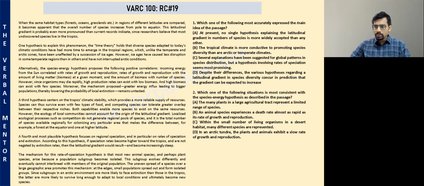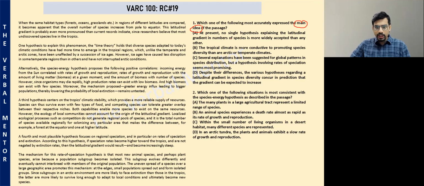To the questions. Number 1, what is the main idea of the passage? Option A, at present, no single hypothesis explaining the latitudinal gradient of the number of species is more widely accepted than any other. So basically, option A says all hypotheses are equal in terms of popularity. No one is more accepted than any other.